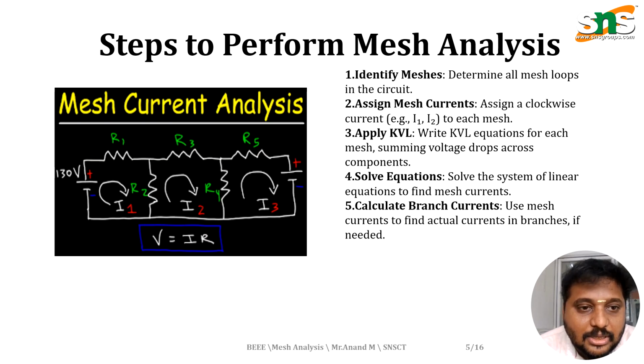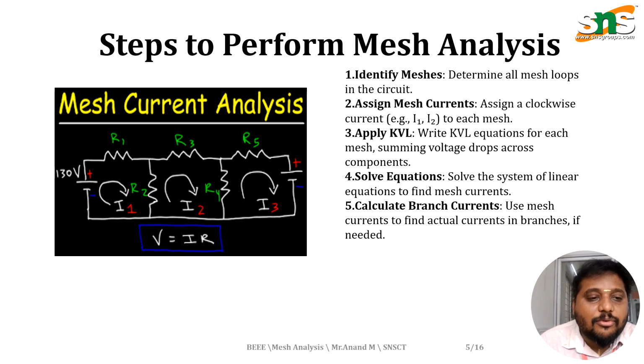So coming to step 2, performance mesh analysis, you take this sample circuit. The circuit has two sources: source 1 is V1 and source 2 is V2. Source 1 has 130 volts. This is loop 1, where we have two resistances, resistance 1 and resistance 2.